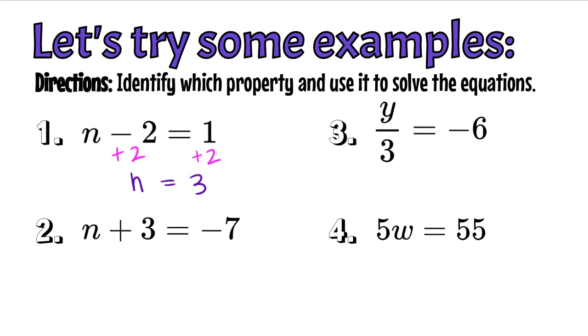And we can check to see if we are correct by substituting that value, this value 3, into our equation. So we can do it in our head. If we plug in 3 for n, we get 3 minus 2 equals 1.